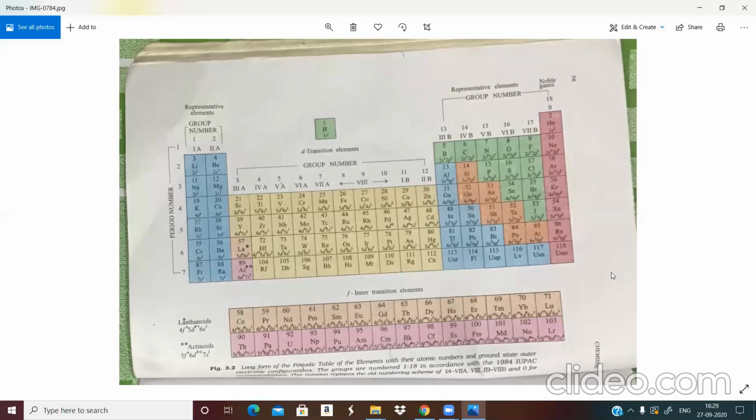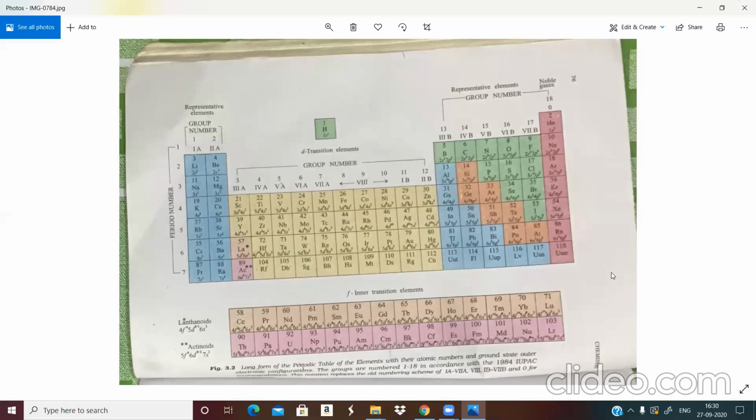The second period, n is equal to 2, starts with lithium. You can see in the periodic table, the second period starts with lithium, and the third electron enters the 2s orbital, that is atomic number 3. So the electronic configuration is 1s2, 2s1. So the third electron enters the 2s orbital. The next element, beryllium, has 4 electrons, and its electronic configuration is 1s2, 2s2.